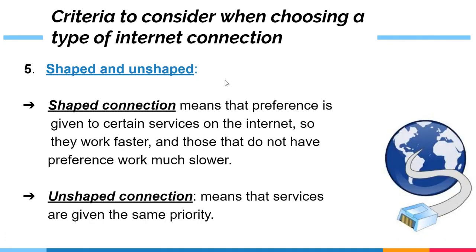Shaped or unshaped. In a shaped connection, preference is given to certain services on the internet, so they work faster, and those that do not have preference work much slower. An unshaped connection means services are given the same priority.